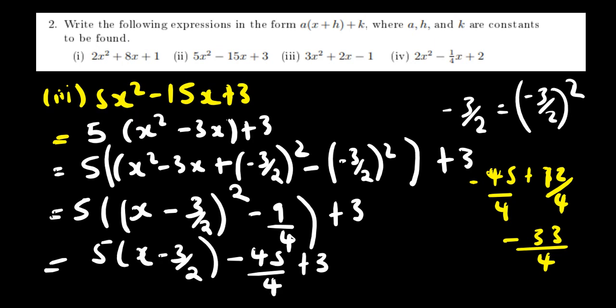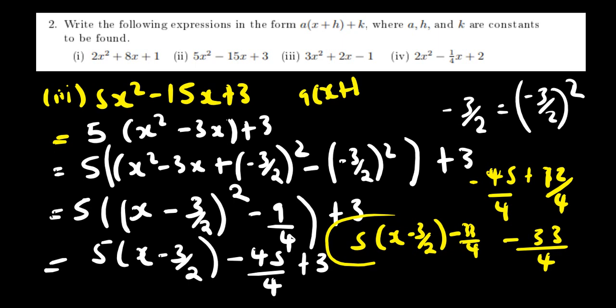Therefore our final answer will just be 5 times x minus 3 over 2 squared, minus 33 over 4. We've expressed it in the form a times x plus h squared plus k. Our a is 5, our h is negative 3 over 2, our k is negative 33 over 4. So that's how you solve that one.